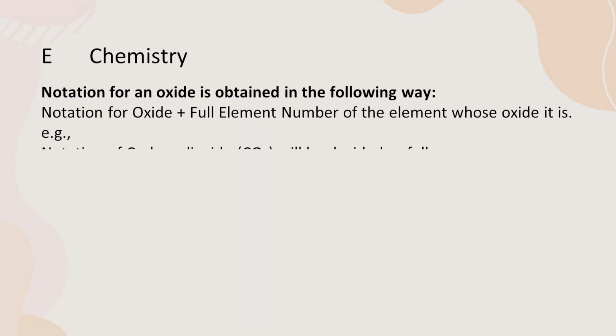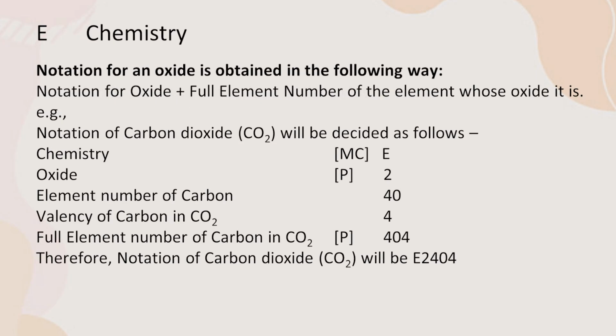The notation for an oxide is obtained in a similar way, that is the notation for oxide plus the full element number of the element whose oxide it is. Here the notation of carbon dioxide can be determined from the main class E, chemistry. The notation for oxide is 2 in the personality facet. Then the element number of carbon from the personality facet is 40. The valency of carbon in carbon dioxide, as in our consideration here, is 4. Therefore, the full element number of carbon in carbon dioxide will be 404.